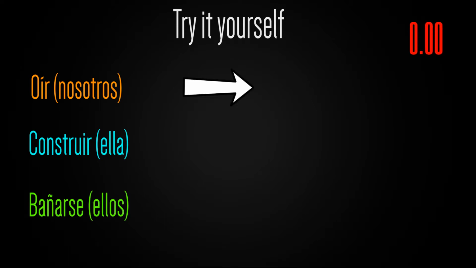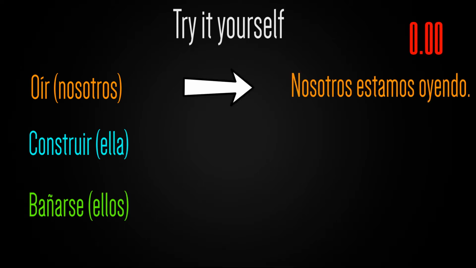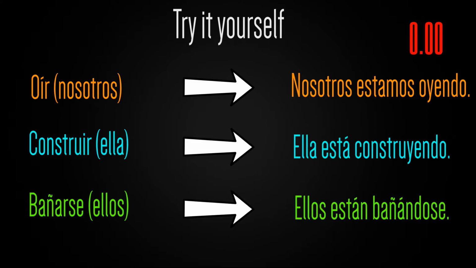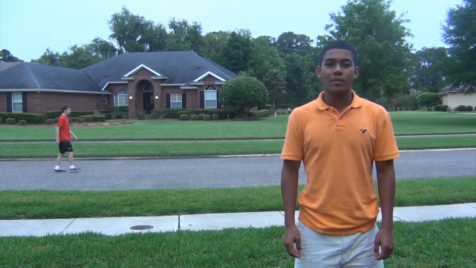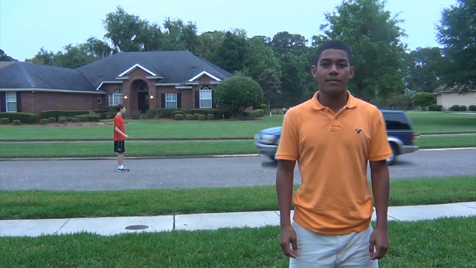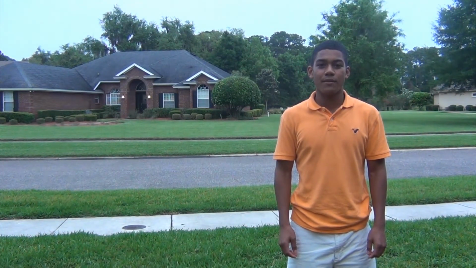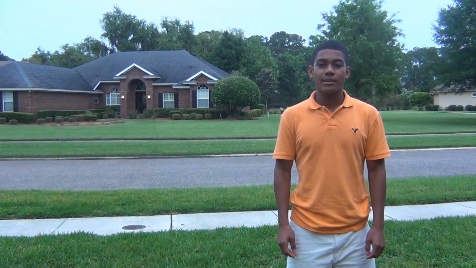Oír would be nosotros estamos oyendo. Construir would be ella está construyendo. Bañarse would be ellos están bañándose. Another way to form the present progressive with a reflexive verb is to place the personal pronoun before the conjugated verb of estar. Caerse would become te estás cayendo.